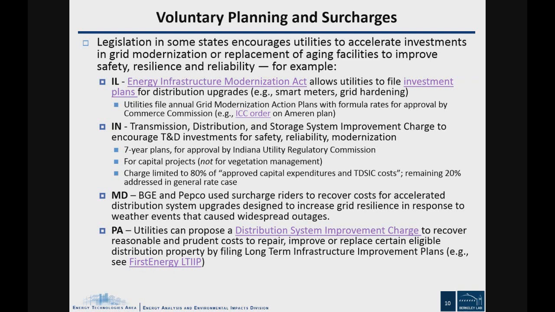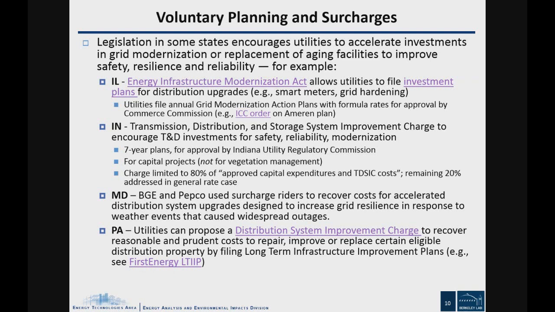In Indiana, utilities filed detailed 7-year capital investment plans for upgrading and replacing aging infrastructure for approval by the Indiana Commission. Those plans are reviewed outside of a rate case. And examples of investments in these plans have included advanced metering, distribution automation, and advanced distribution management systems.